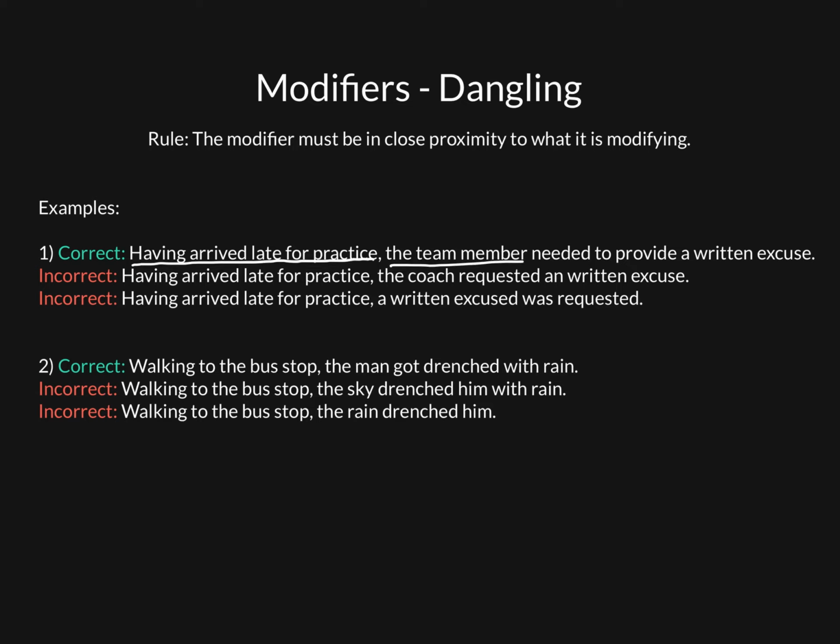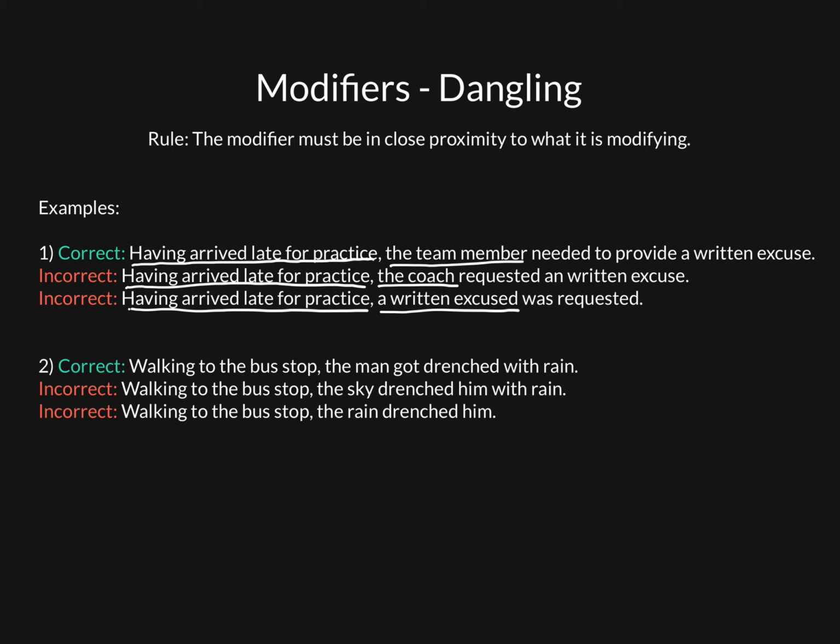But in the other sentences, we have, having arrived late for practice, the coach requested a written excuse. And we also have, having arrived late for practice, a written excuse was requested. So now we have to see, what is this modifier modifying? What is the thing that arrived late for practice? Was it the team member, the coach, or the written excuse? And in this case, we know that the team member was arriving late for practice. Therefore, the correct option would be the first one.